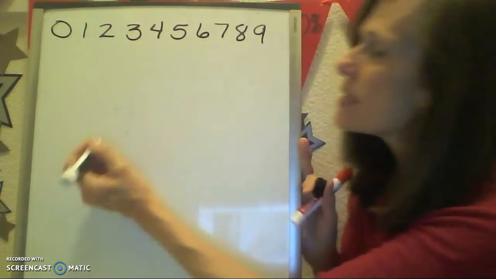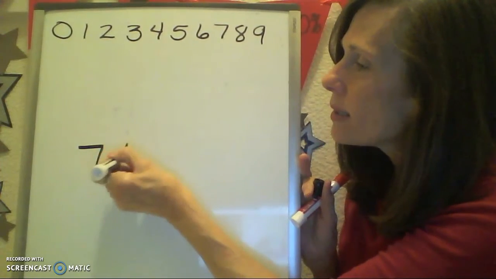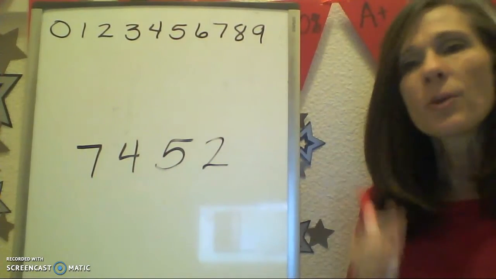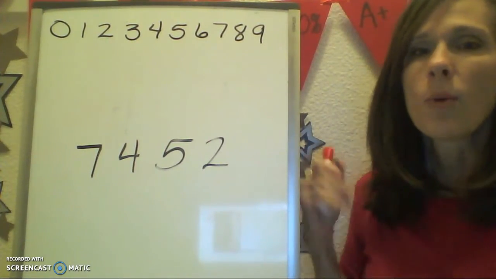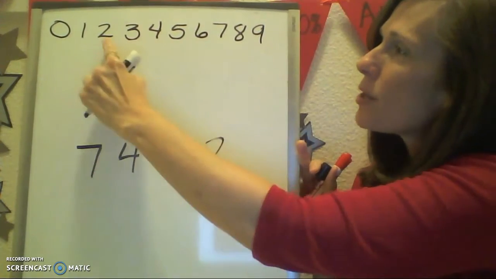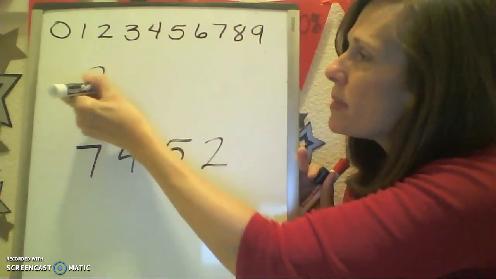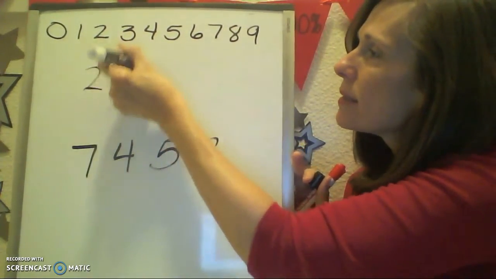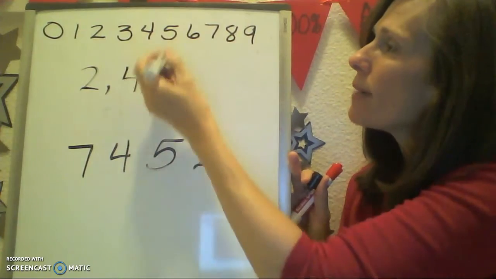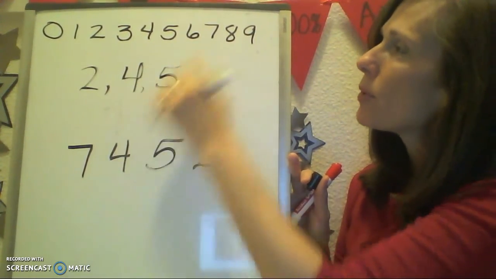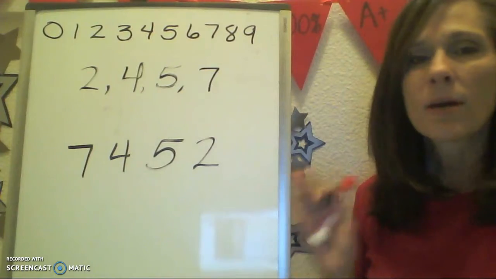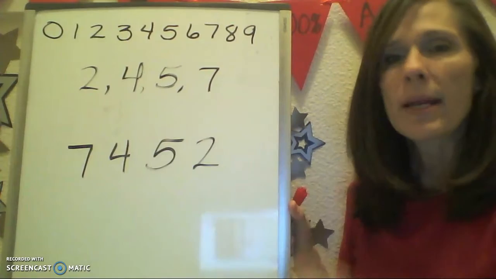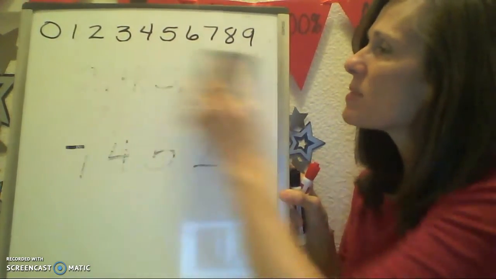Okay, so let's start with these numbers here. Let's start with 7, 4, 5, 2. Okay, so we're going to put these in the correct order. Well, I look up here at my guide and I notice 2 comes first, so 2 would be first. Then I noticed in my number order 4 would be next. Then 5 would be next. And then 7 would be next. Okay, so this would be the correct way to put these numbers in the right number order. Okay, so that seems pretty easy, right?